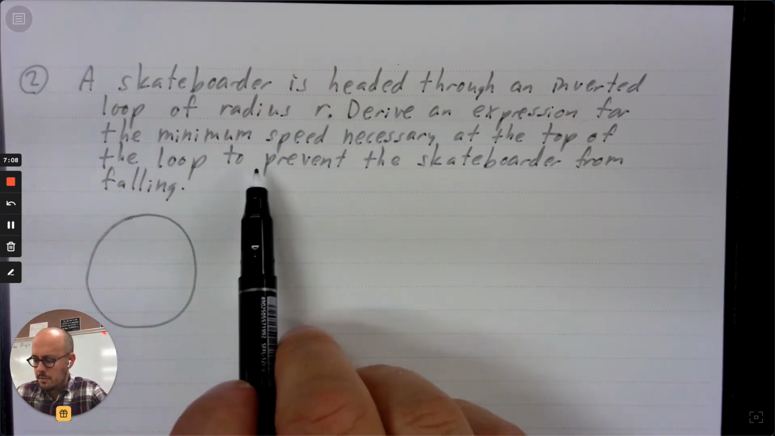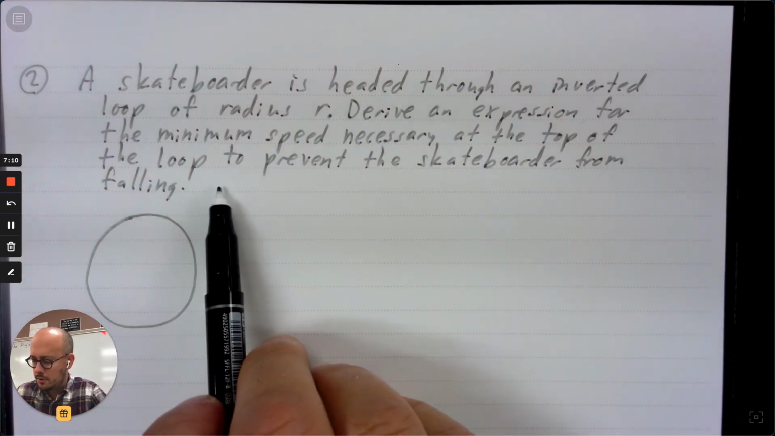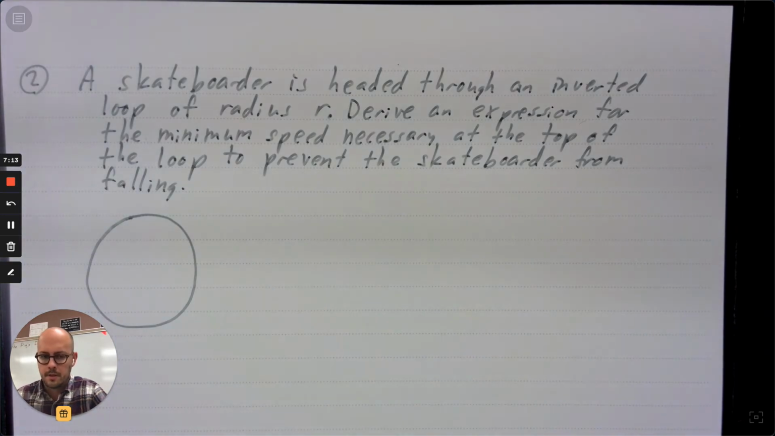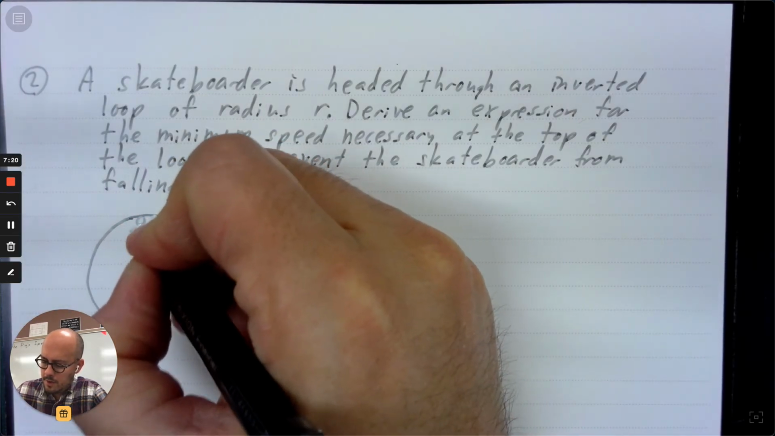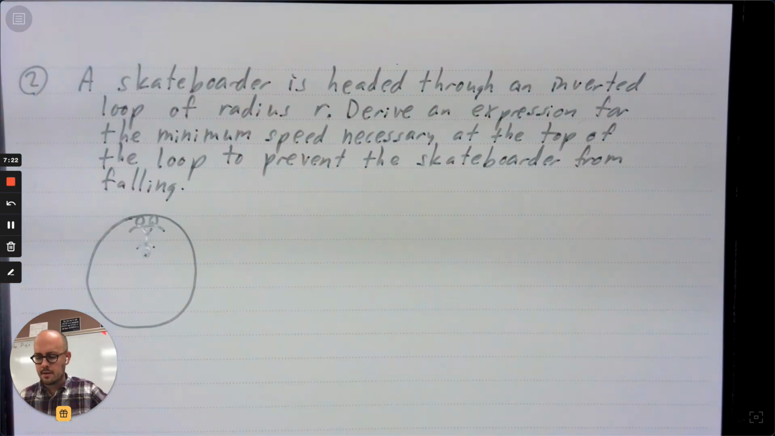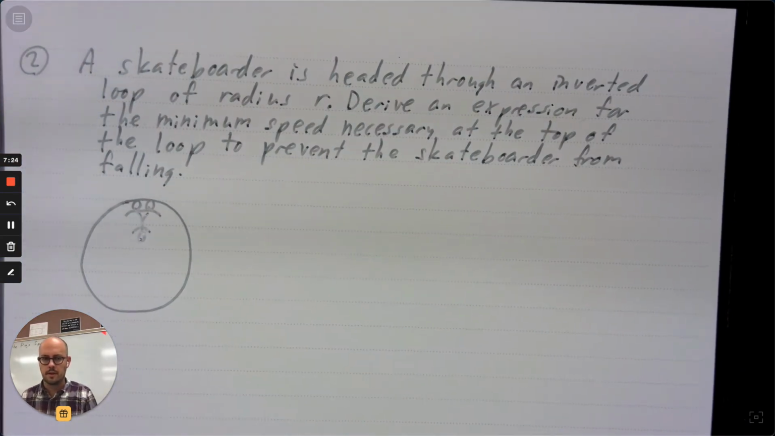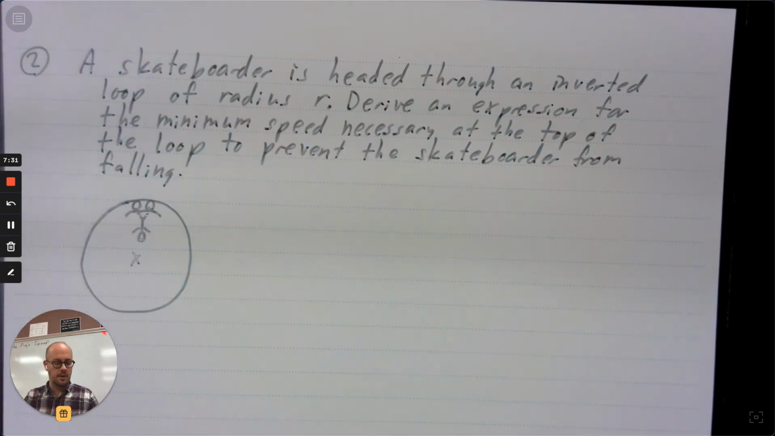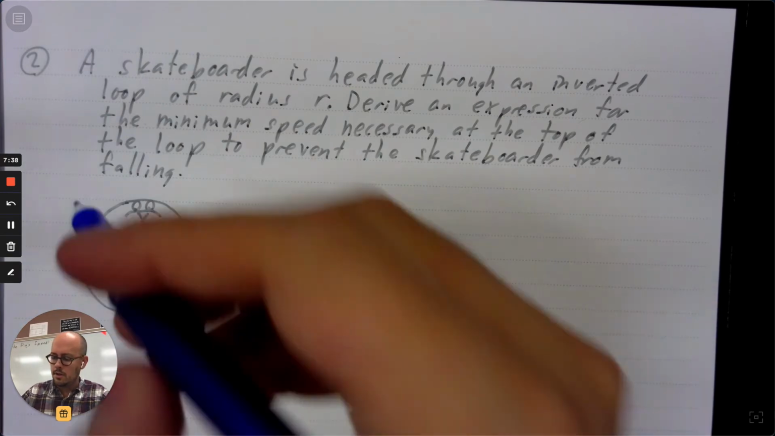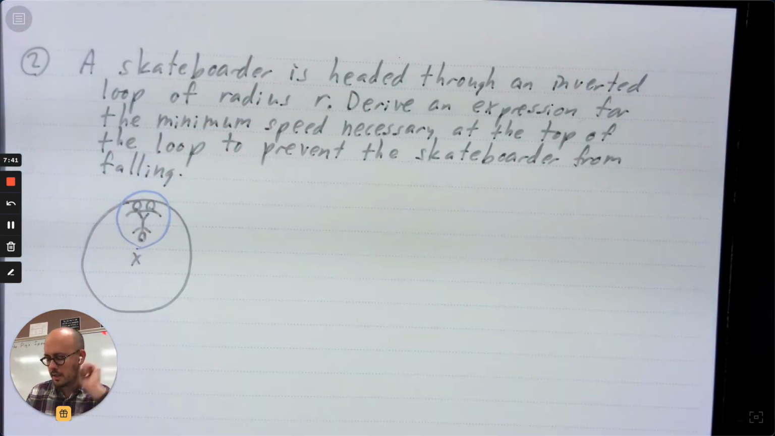Derive an expression for the minimum speed necessary at the top of the loop to prevent the skateboarder from falling. So the first thing you want to latch onto is you are about to analyze the skateboarder at the top of the loop. So that's their location. And it really doesn't matter what direction they're moving in, but that's their location. The center of the circle is underneath them. So this is very similar to the problem we just did, because the center of the circle is underneath the object that we're thinking about.